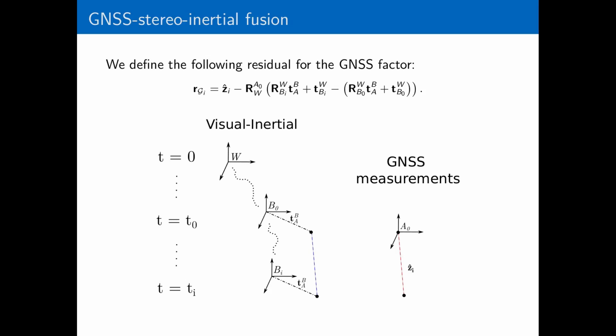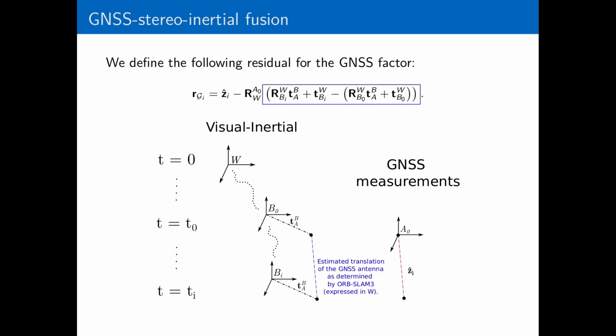This involves comparing the translation of the GNSS antenna as determined by our SLAM with the translation provided by the GNSS measurements. The translation calculated by our SLAM is expressed in the W frame based on the robot's pose at times t0 and ty, along with the extrinsic translation between the IMU and the GNSS antenna. On the other hand, the GNSS measurements provide the translation in a coordinate frame known as A0, established by the first GNSS measurement that arrives to the system.